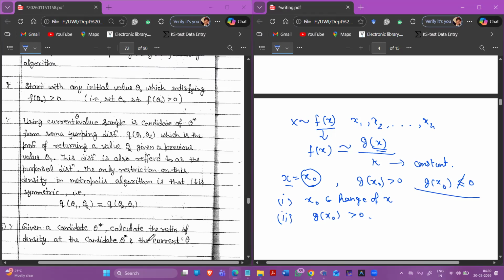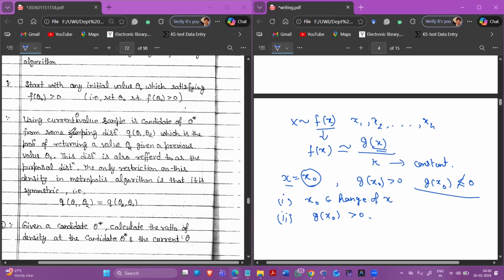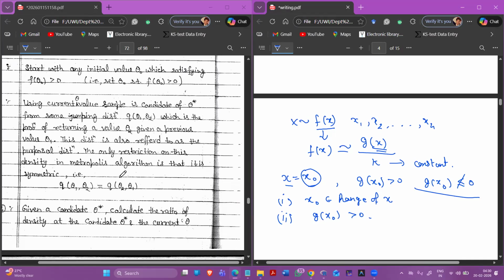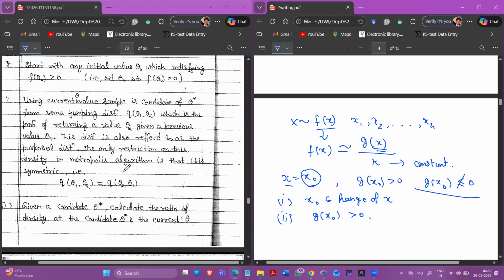After that, I will use the current value of theta to sample a candidate theta star from some jumping distribution q(theta 1, theta 2), which is the probability of returning a value theta 2 given a previous value theta 1. This distribution is also referred to as a proposal distribution. The only restriction on this density in the Metropolis algorithm is that it is symmetric.